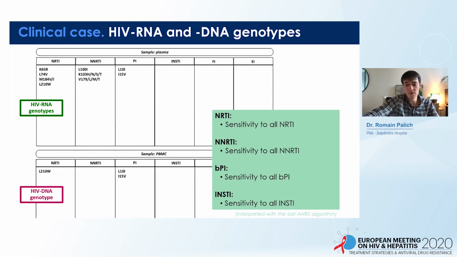This case illustrates what we said just before. And the question is, should we trust past RNA genotypes or current DNA genotype? This question is very important to patients like this patient who absolutely need a change of treatment despite numerous virological failures in the past.